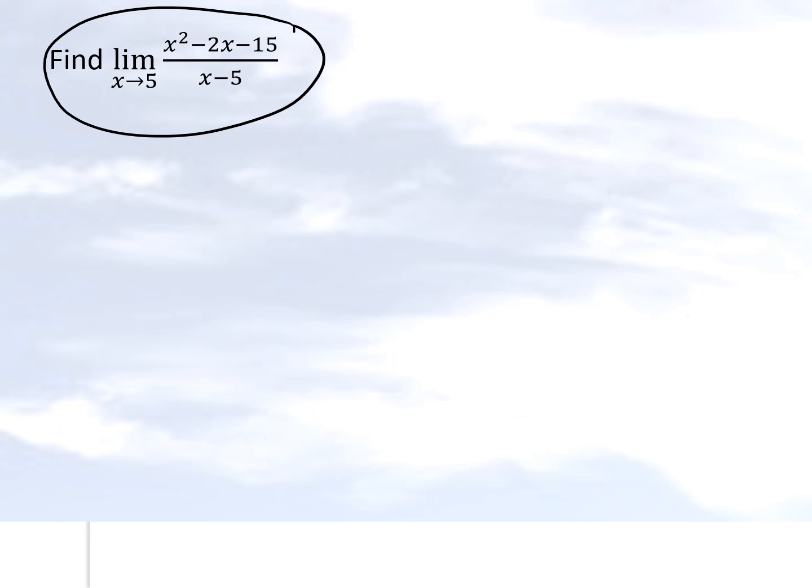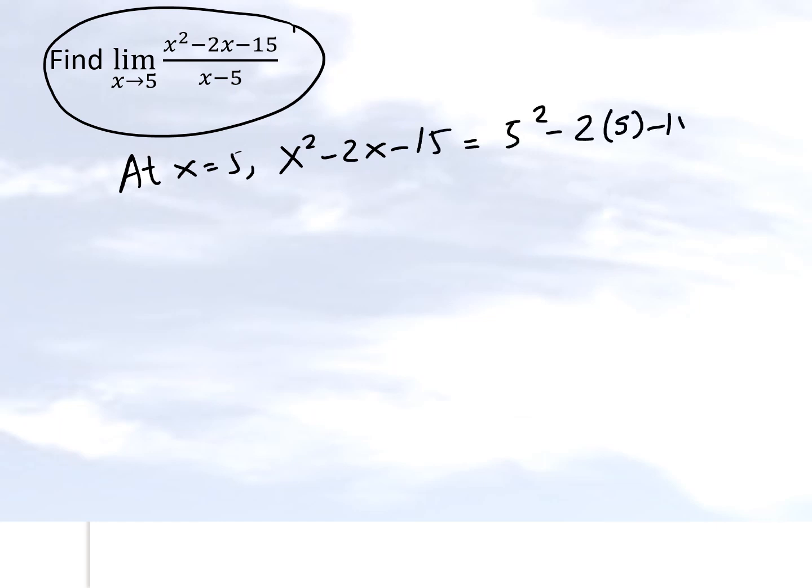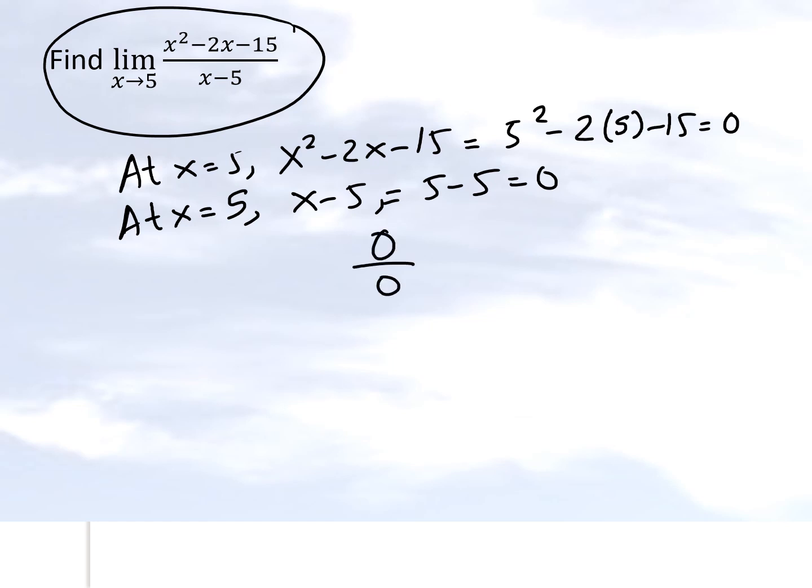If we look at the numerator at x equal to 5, your x squared minus 2x minus 15 will be equal to 5 squared minus 2 times 5 minus 15, and that gives us 0. And same thing for the denominator at x equal to 5. When you look at x minus 5, that gives you 5 minus 5, that gives you 0. So what you have here is a 0 by 0 form. And again, we can apply L'Hopital's rule to find out what the limit is.